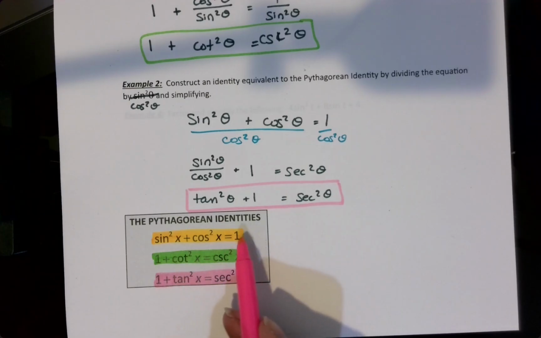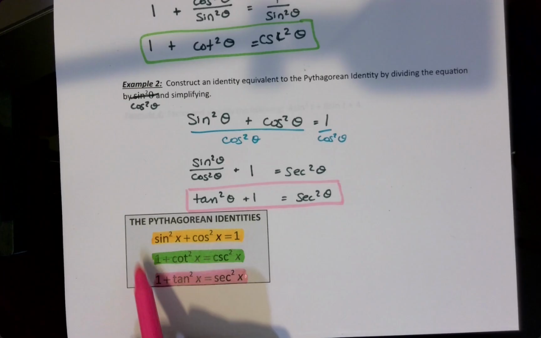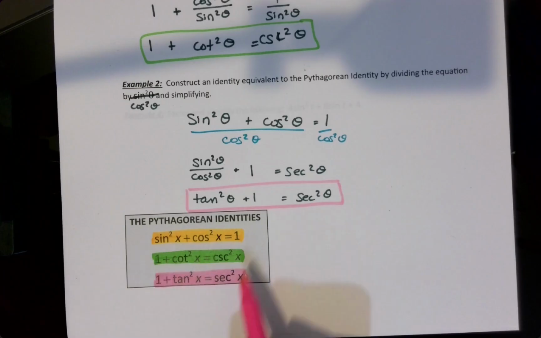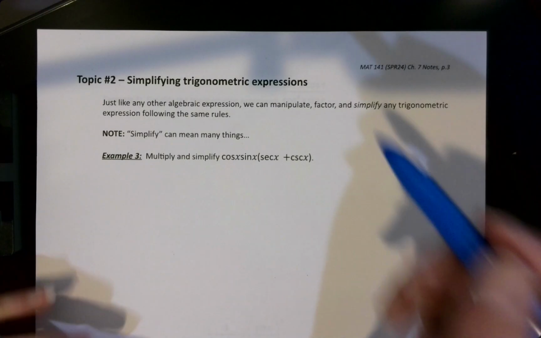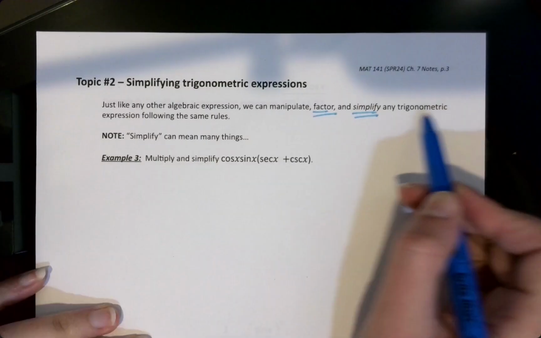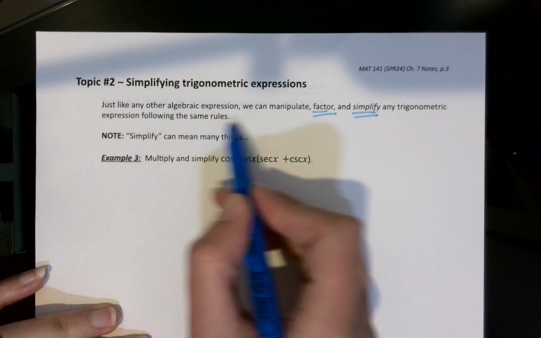So the next topic is we're going to simplify some trigonometric expressions. Just like with any other algebraic expression, we can manipulate, factor, and simplify any trigonometric expression following the same rules. Simplify can mean many things. So let's take a look at a few examples of what we mean by simplify. Our goal here is to multiply and simplify this expression. So the expression here is cosine x times sine x times secant x plus cosecant x.